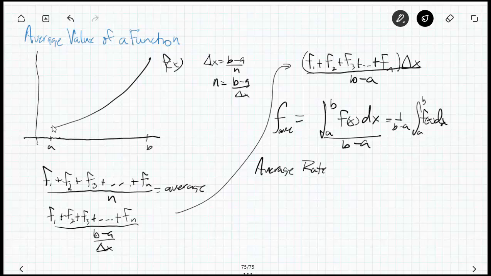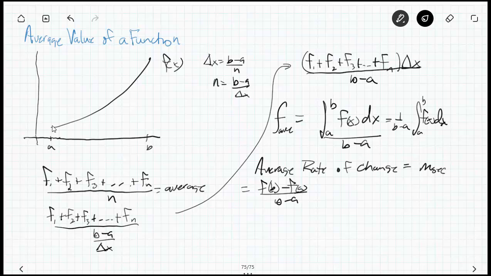The average rate of change of a function we know is equal to the slope of the secant line, which we know is equal to f of b minus f of a over b minus a. Remember from differential calculus. And you may say, oh, wait, it's got a b minus a. This is going to get confusing. Well, it can get confusing, and you're going to have to keep that straight.